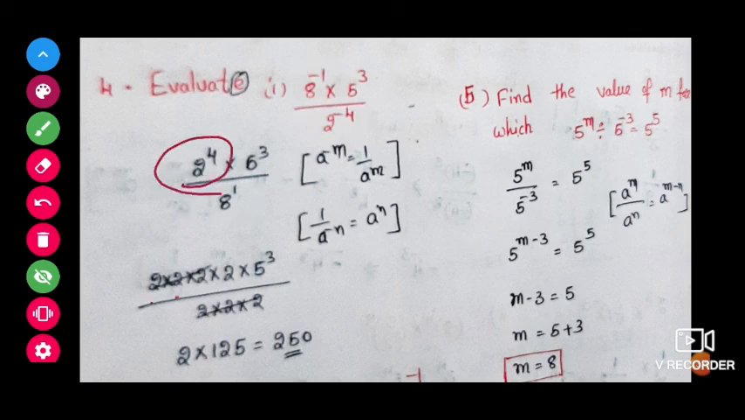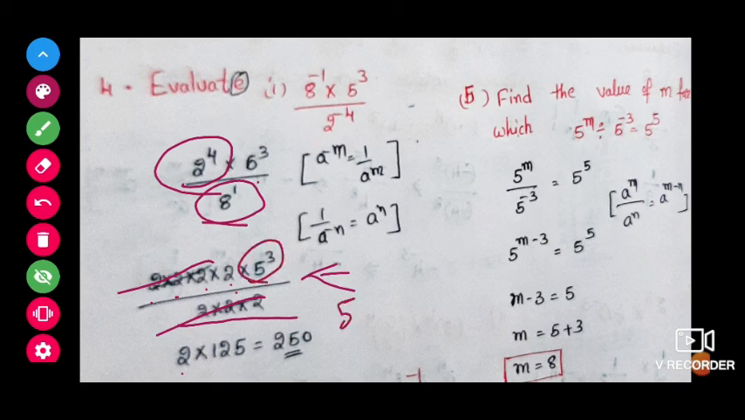Now we will get, for the next step, children, cancellation. 2 to the power 4, we can write as 2 into 2 into 2 into 2 into 5 to the power 3. I am writing like that only. And in the denominator 8, I am writing for the cancellation 2 into 2 into 2, or else directly you can write and you can cancel also, nothing will happen. Now, in the numerator, 3 2's, in the denominator, 3 2's will get cancelled. Now, 2 as it is, and 5 cube is nothing but 5 into 5 into 5. 5 into 5, 25, 25 into 5, 125. Now, 125 into 2, 250.